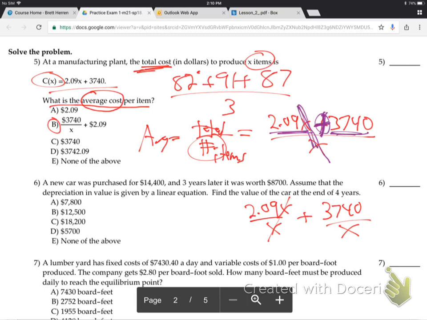But so what I do, I separate it into 2, right? Because that x is under both of them. So separate it into 2. Now, this is 2.09 times x. See right here, it's just times. So you can do that, no problem. No problem breaking a times. 2.09. You just cancel these and they're gone. So it's just 2.09 plus 3740 over x. That makes sense? You have to separate them before you can cancel.